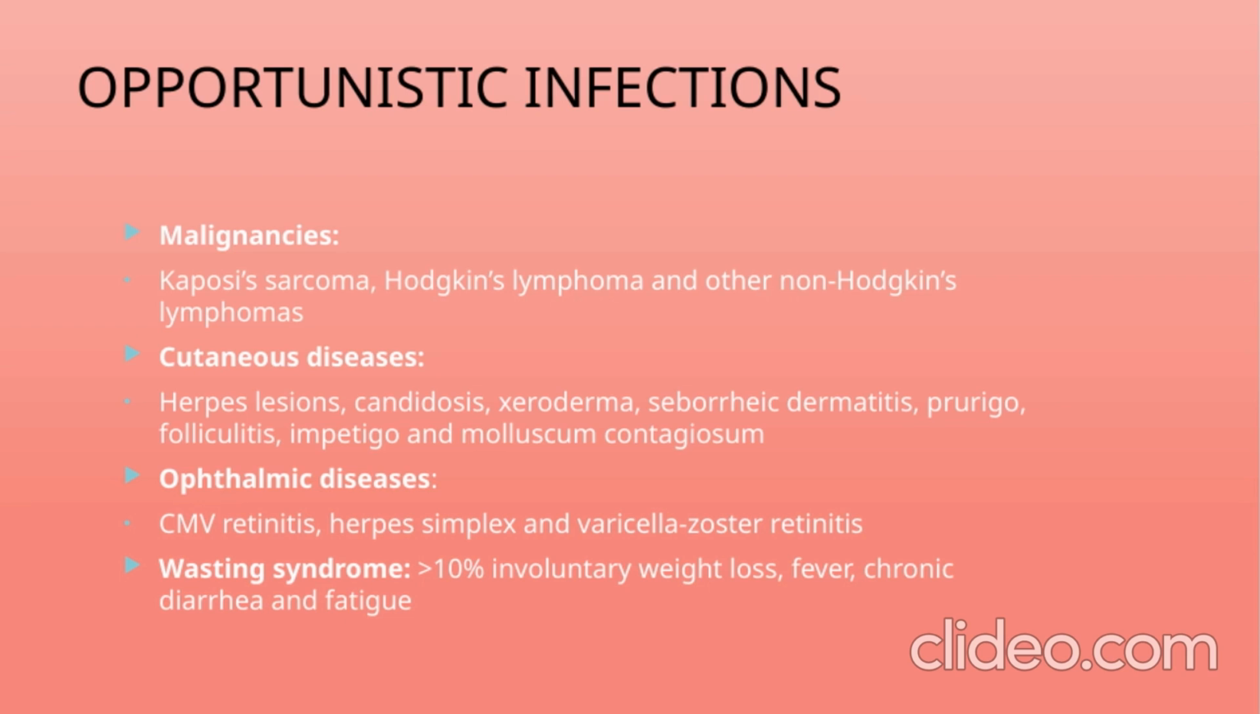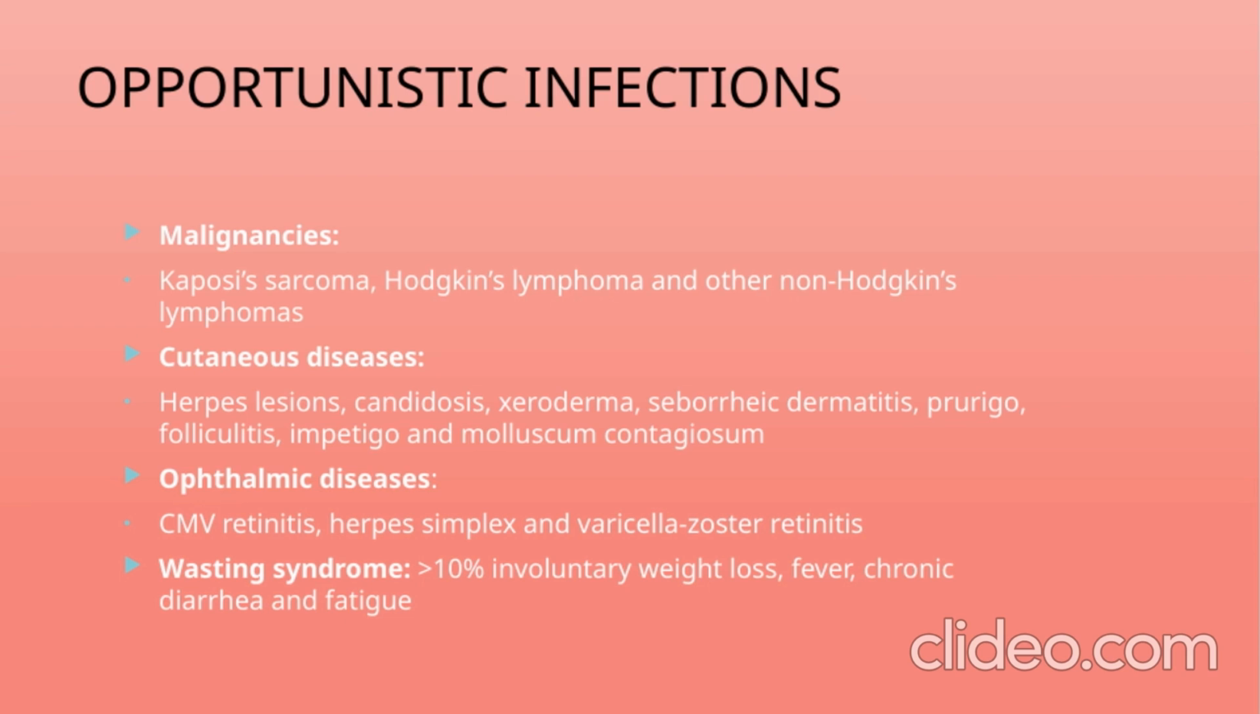In terms of ophthalmic diseases, we see CMV retinitis, a serious viral eye infection that can lead to blindness if untreated. Herpes simplex virus can cause keratitis or retinitis, and varicella zoster can also affect the eye, leading to serious complications. Now let's talk about wasting syndrome. This is characterized by more than 10% involuntary weight loss, often accompanied by fever, chronic diarrhea, and fatigue. It's a sign of advanced disease and indicates a significant decline in overall health.